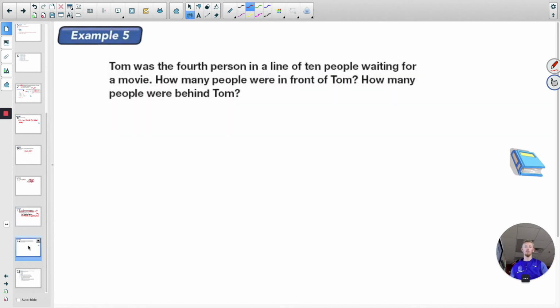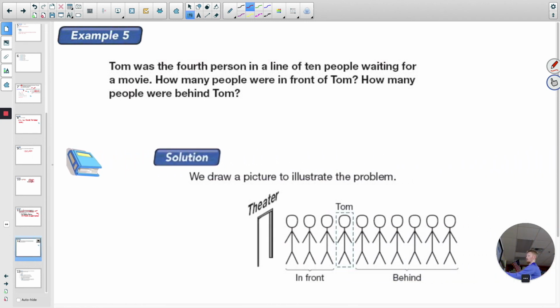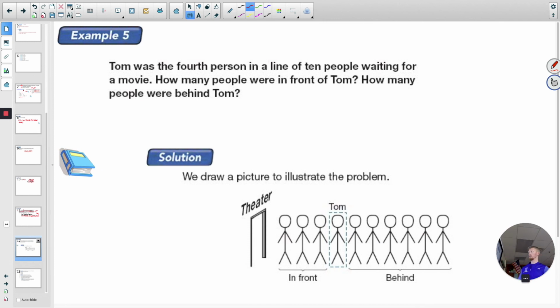All right, Tom was the 4th person in a line of 10 people waiting for a movie. How many people were in front of Tom? How many people were behind Tom? I caution you not to try to do this one in your head. Draw out a picture. If I draw out a picture here, then I can clearly see I have 3 people in front, and I have 1, 2, 3, 4, 5, 6 people behind him.